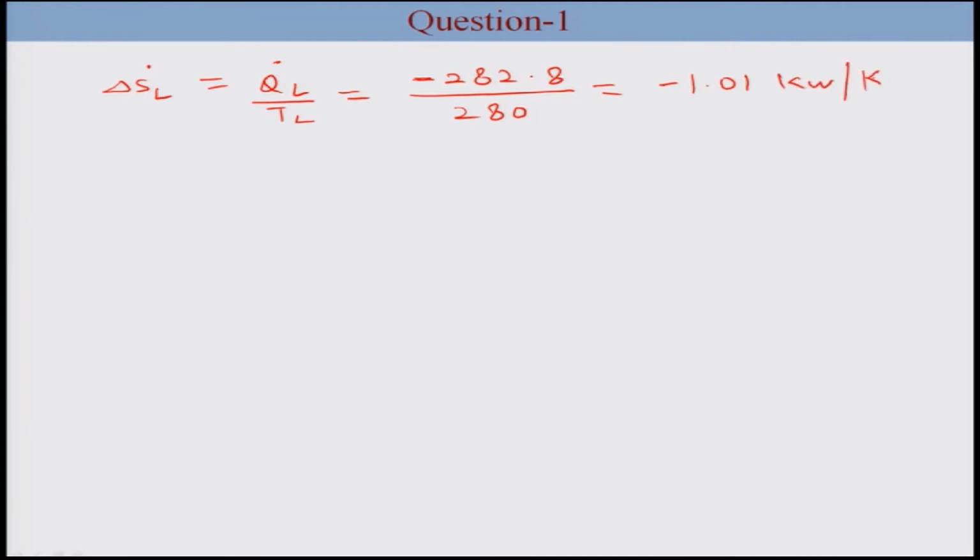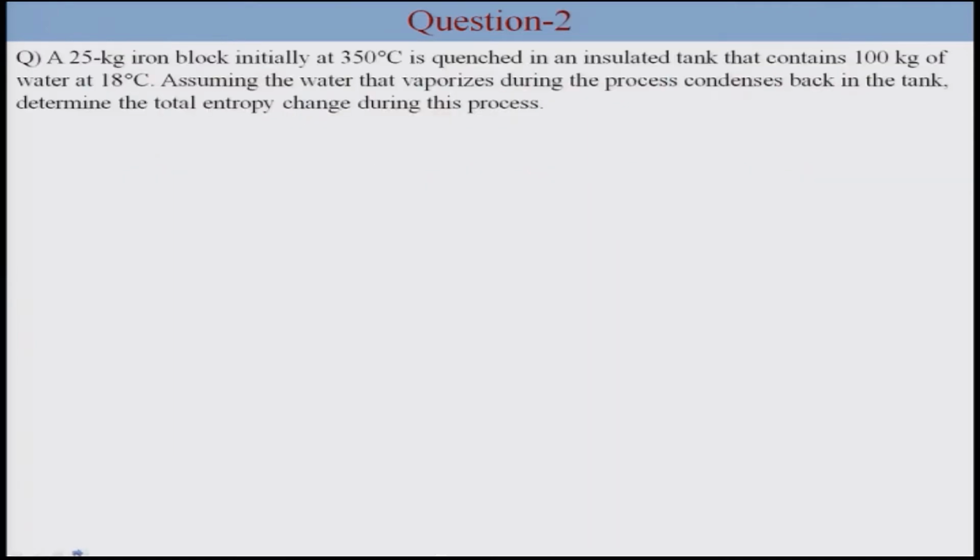Now, the net rate of entropy change of everything in the system, that is delta S dot total, is equal to delta SH dot plus delta SL dot, and this comes out to be 1.01 minus 1.01 and this is 0. So, it satisfies the second law according to the increase of entropy principle. Moving on to the next question.